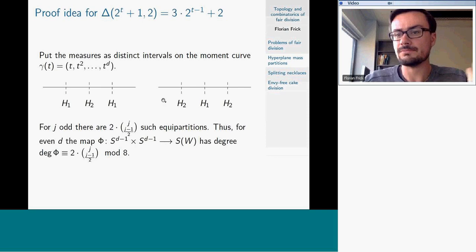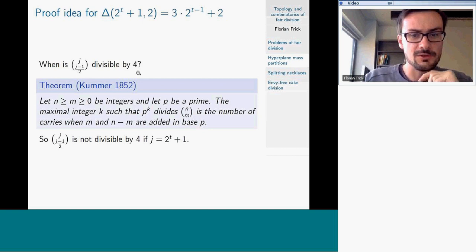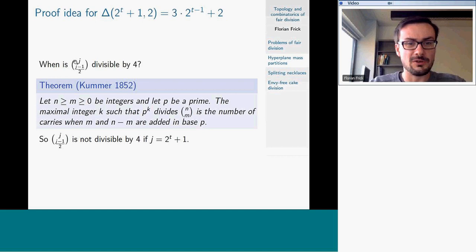And here, the oldest theorem I've ever used in a paper, by Kummer from 1852. So when is this binomial coefficient not divisible by 4? Here you go: for a prime, in our case 2, the minimal integer k such that p to the k divides this binomial coefficient n choose m is the number of carries when m and n minus m are added in base p. So this coefficient is not divisible by 4 if j is a power of 2 plus 1. Now that's one possible proof, where you see where this condition on j comes from, while it only works for this specific number of masses.